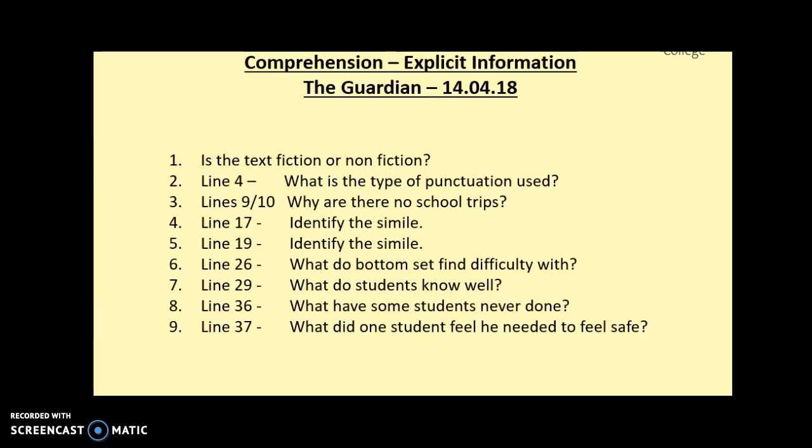Line 17. Identify the simile and think about the effects of the simile. Line 19. Identify the simile and again think about the effects of the simile. Line 26. What do the bottom set find difficult? What do the bottom set find difficulty with? Line 29. What do the students know well? Line 36. What have some students never done? Line 37. What did one student feel he needed to do to feel safe?